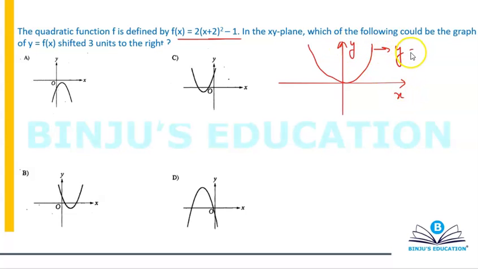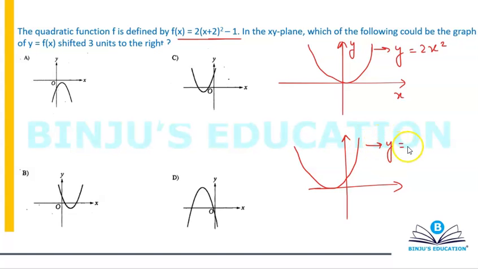This is y is equal to 2x squared. Now, I need (x + 2) squared, so that means I'll have to shift my graph towards the left by 2 units. So my graph will become something like this. This is y is equal to twice of (x + 2) squared minus 1. No, not minus 1, it's simply the graph of y is equal to 2(x + 2) squared.